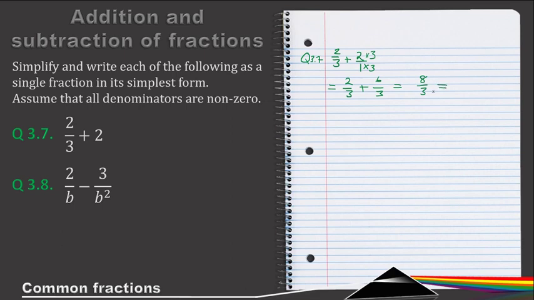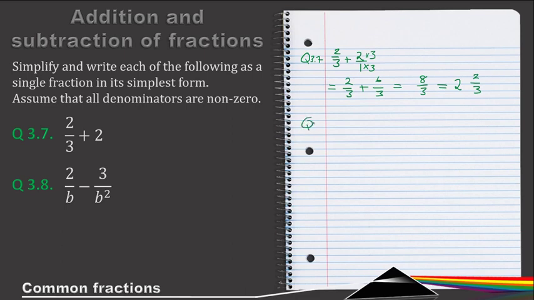Now, get it into a mixed fraction again. I will say 3 goes into 8 2 times, and then 2 over 3 is left. That's if I take 6 out. 2 over 3 is left.